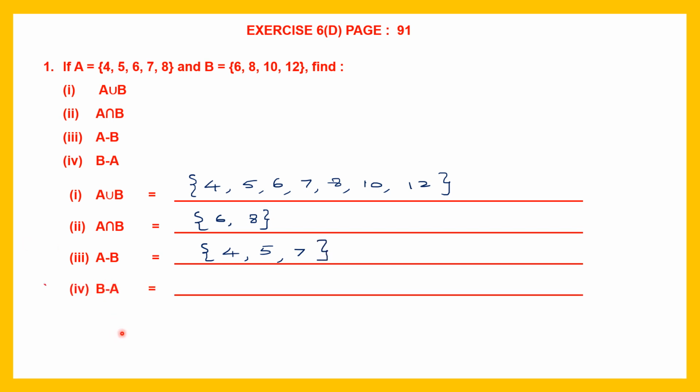Now the next one is B minus A. We're going to write all the elements of B which are not in set A. So let's begin. So here we start with 6. 6 is already there in set A. We will not write. 8 is also there in set A. We will not write. Now we have 10 and 12. So 10 and 12 are not there in set A. So B minus A is 10 and 12.